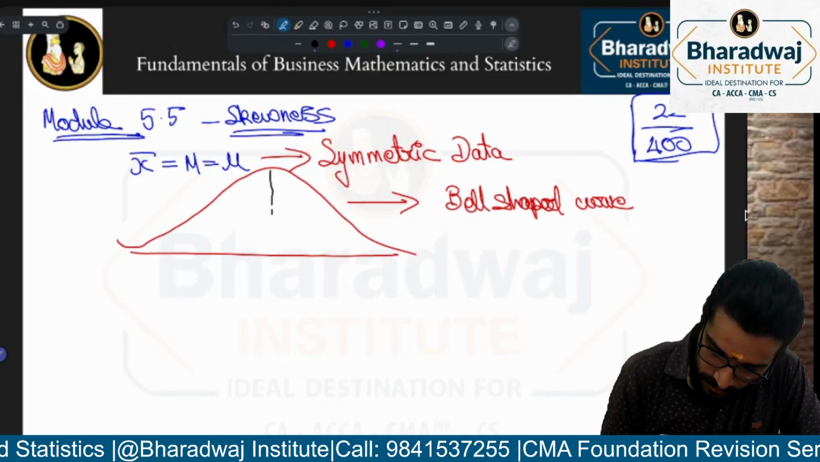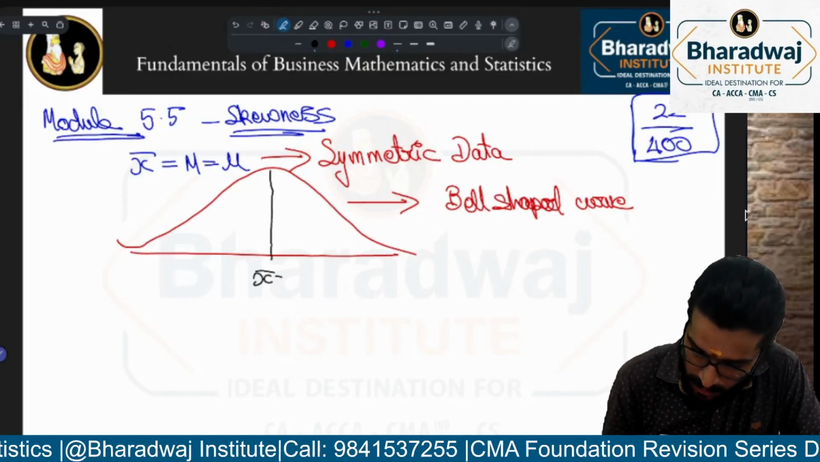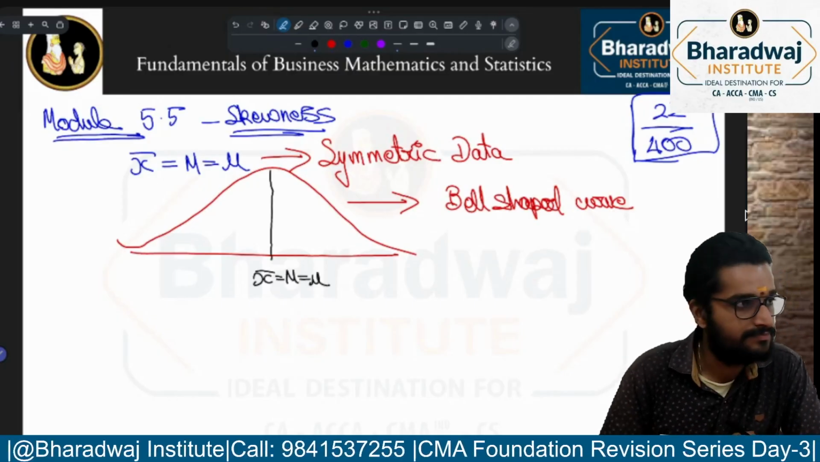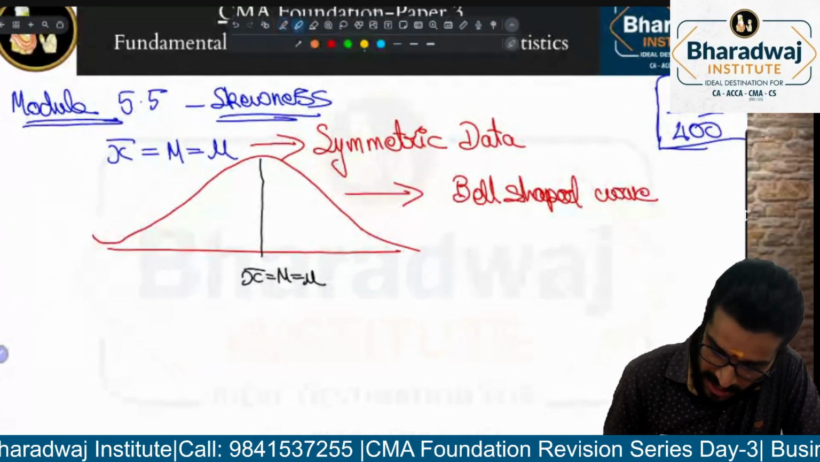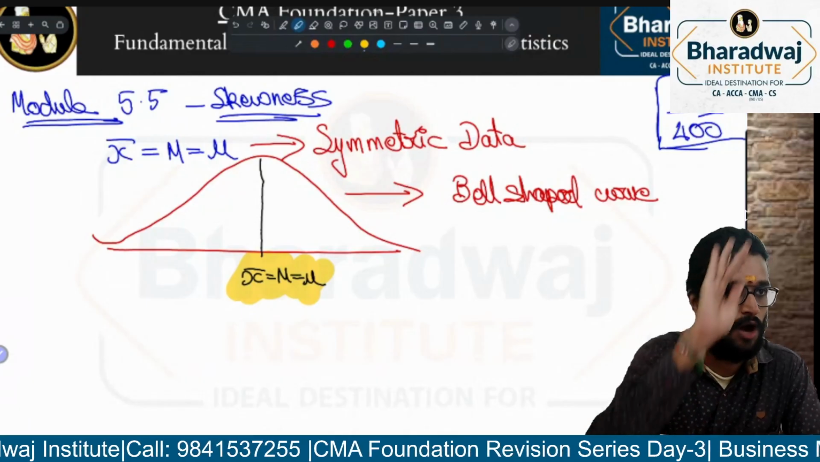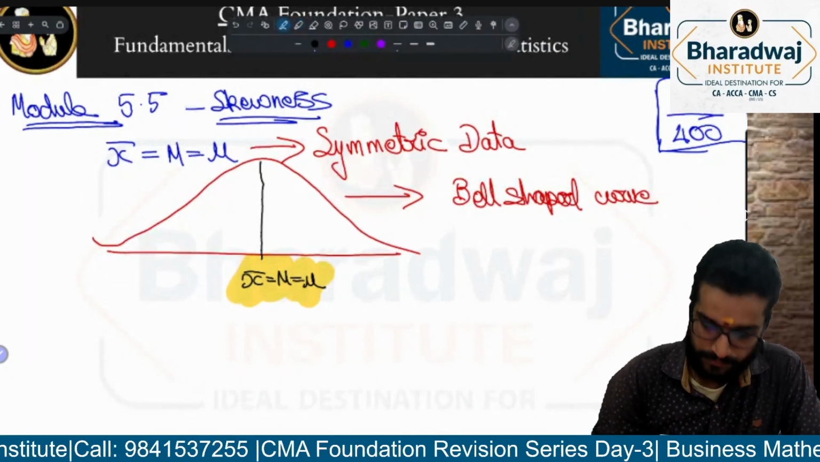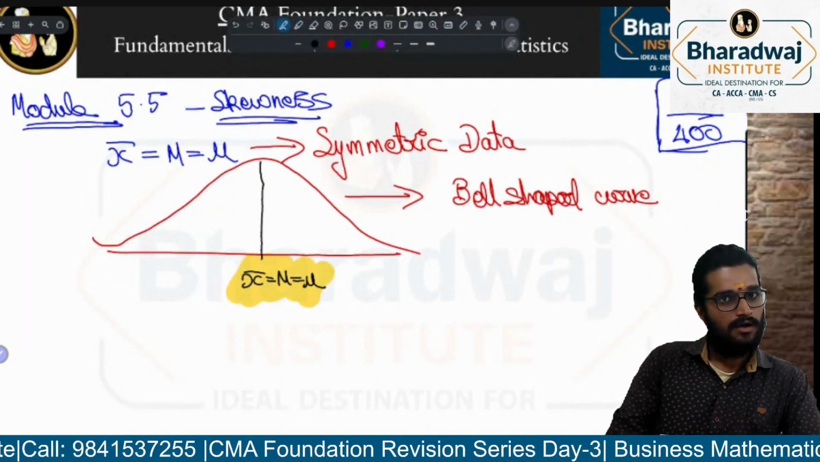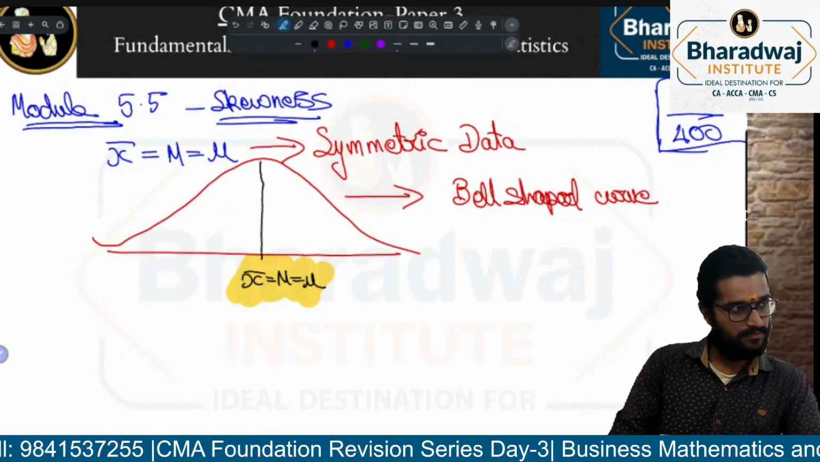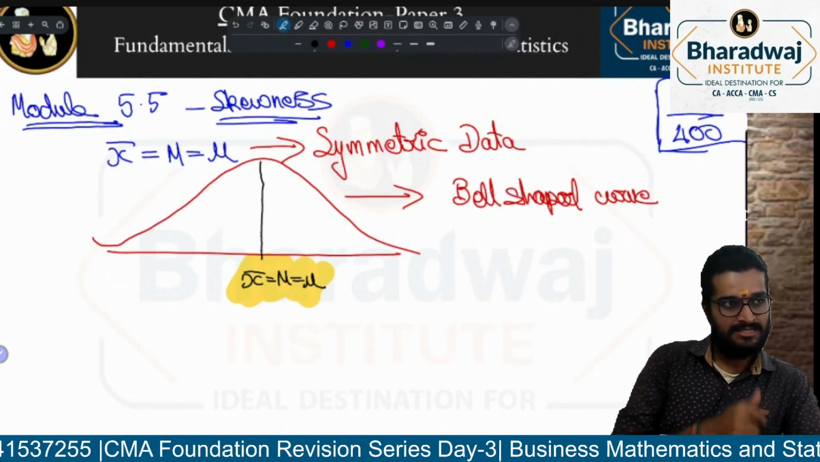Where mean is equal to median is equal to mode. Clear? Where mean will be, median will be equal to mode. Now, what is skewness? As I mentioned, this is a symmetric data.